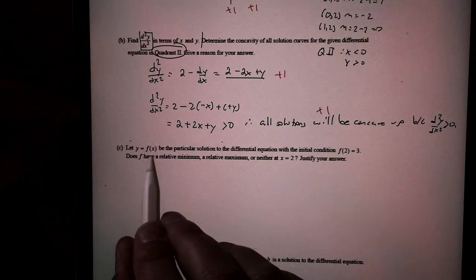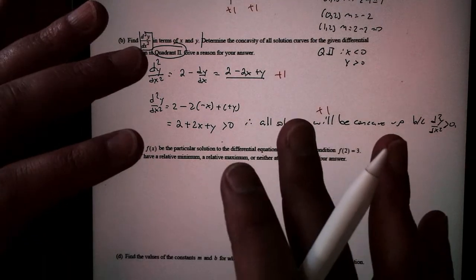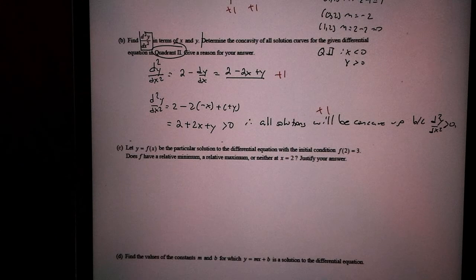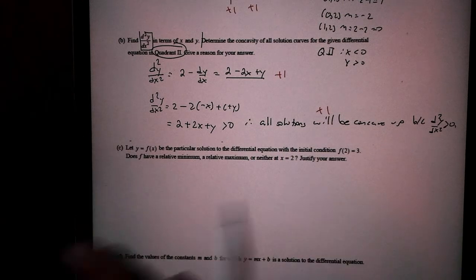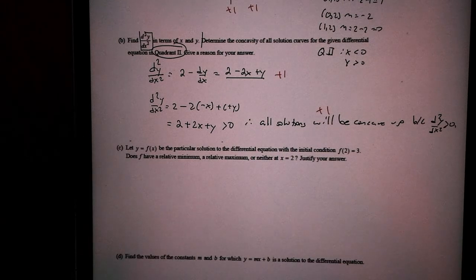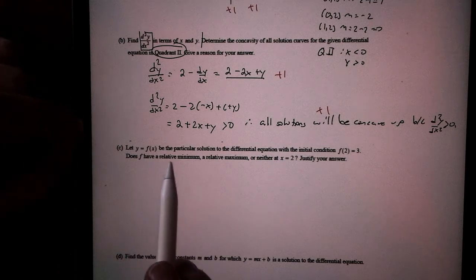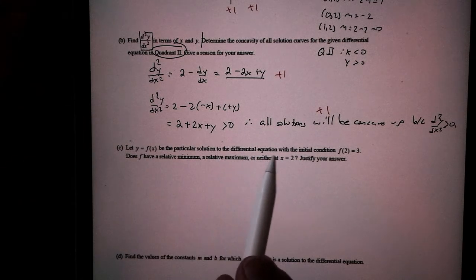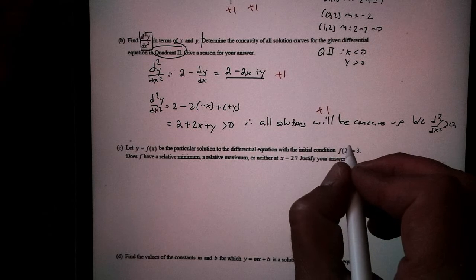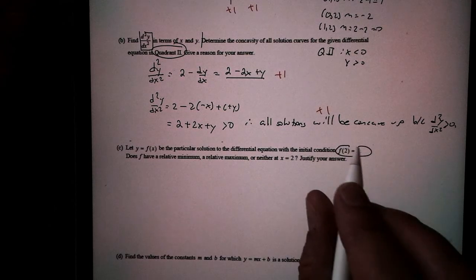let y equal f of x. Now this is where people had a really hard time with this one. They kept thinking, oh no, we have to solve the differential. You don't have to. Let's take a look. Let y equal f of x be a particular solution for the equation, given the initial condition. So they give us this initial condition, 2, 3.